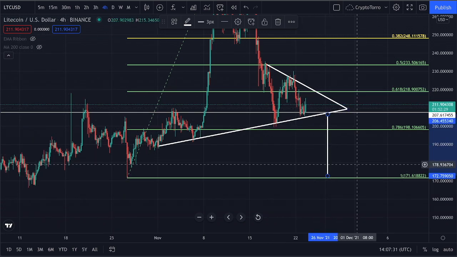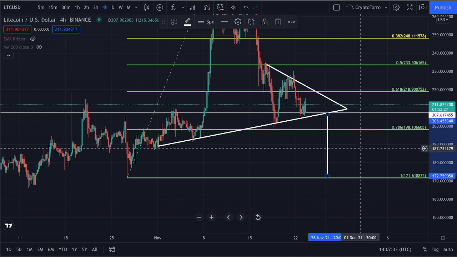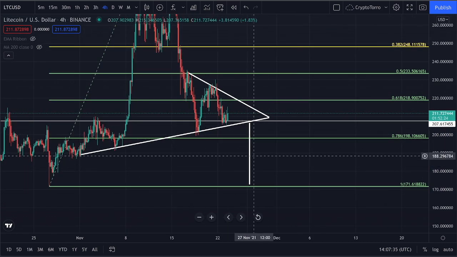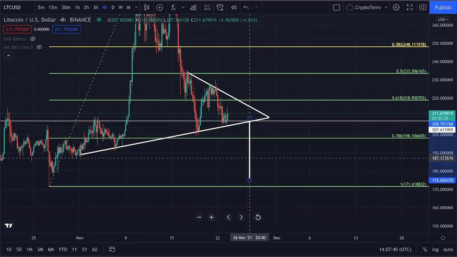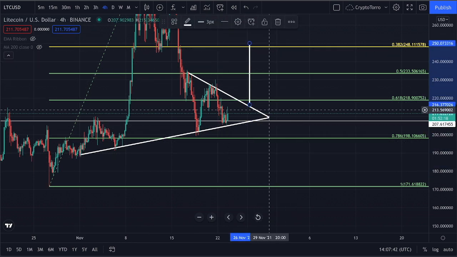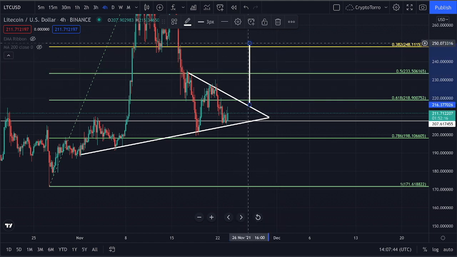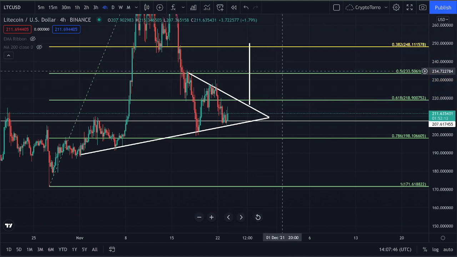So this is actually something I'm personally not looking forward to if we do see actually this breakdown occur underneath this major level of ascending support. So personally right now I am actually taking a look at if we could possibly see this major move towards the upside getting created.